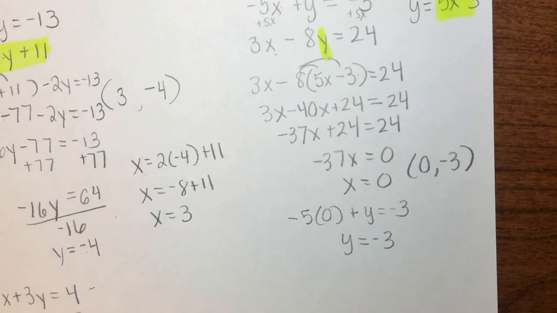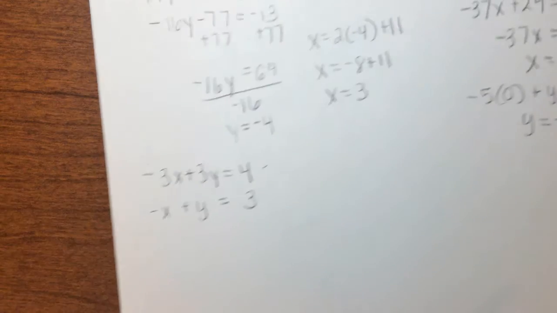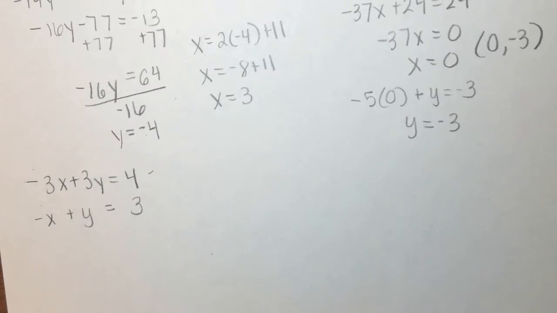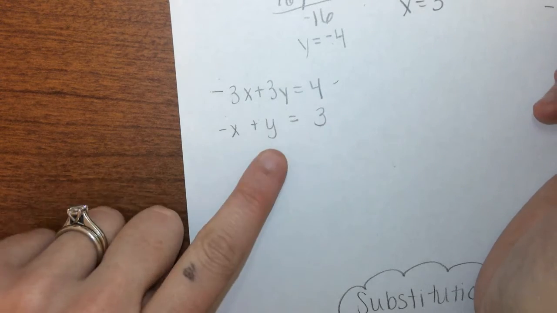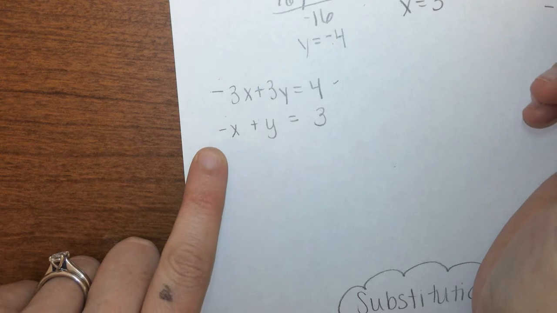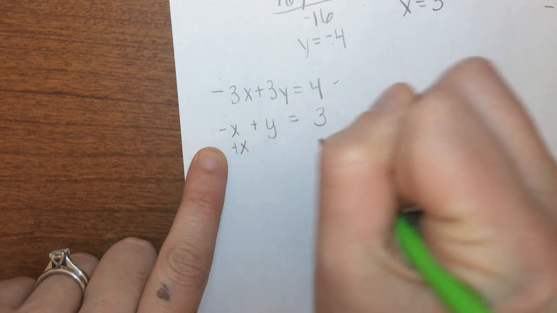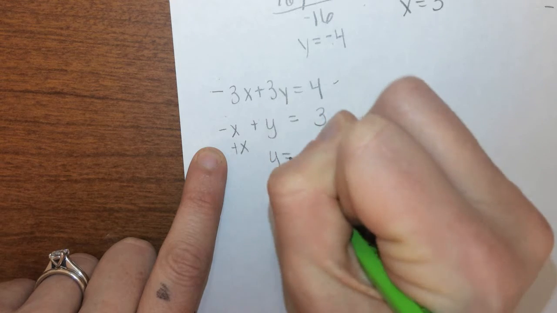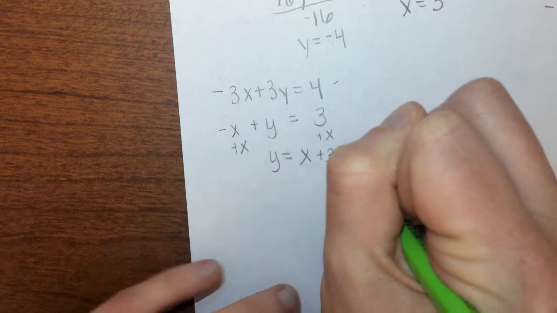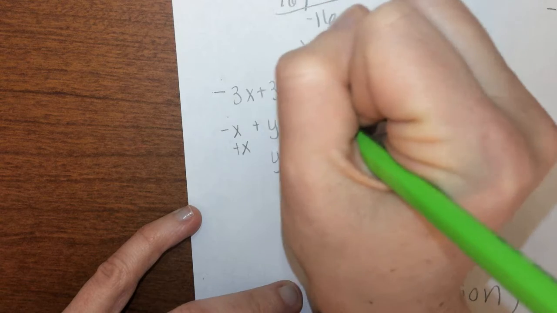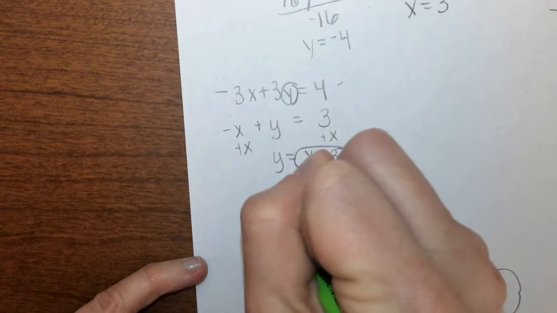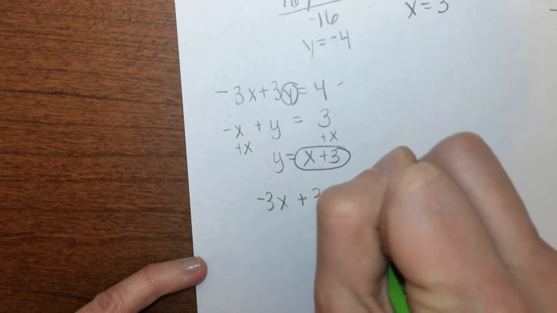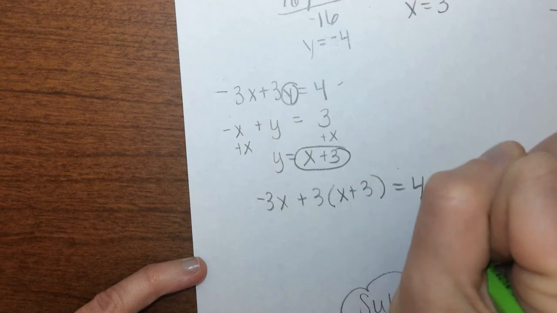The only other one I was going to show you was the same kind of setup, but one of those special cases. Nothing's isolated, but I could easily isolate the y in the second equation by moving the x to the other side. So I'm going to zero the x out, and then input this for the y up here. So it'd be negative 3x plus 3 times x plus 3 equals 4.